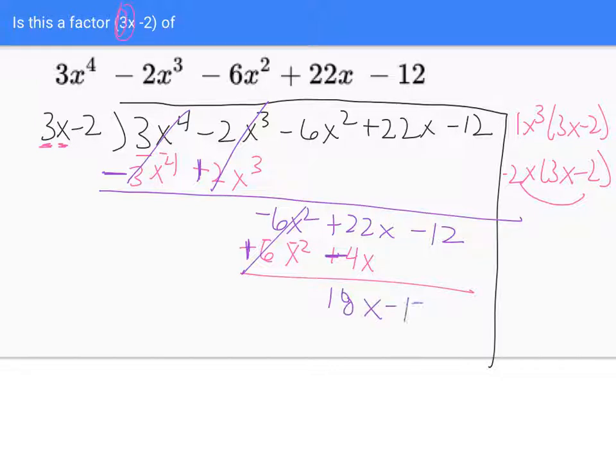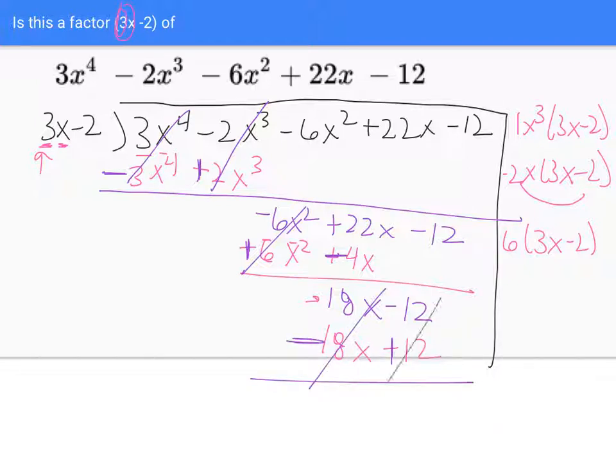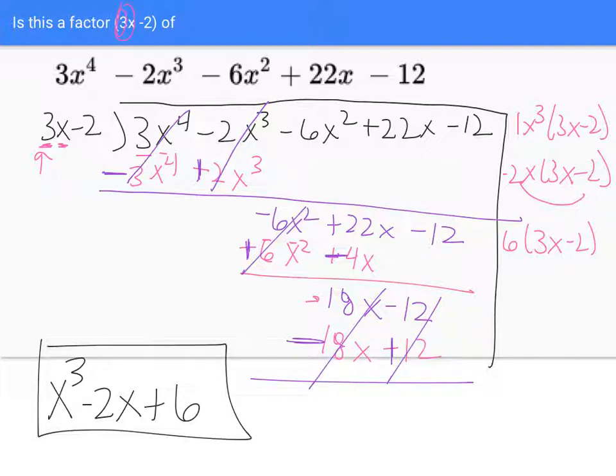This becomes 18x minus 12. What do we multiply 3 by so that I can get 18? That would give me a 6, and I already have my x. So this becomes 18x minus 12. Switch your signs. Cancel, cancel. So then my answer would be x cubed minus 2x plus 6. And since there is no remainder, it would be yes. By golly, by golly.